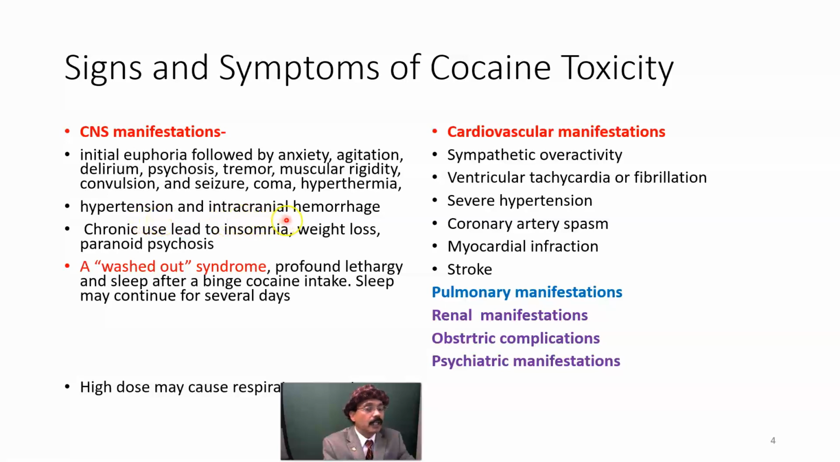And intracranial hemorrhage, because of high blood pressure, the small blood vessels in the brain may rupture. Those blood vessels may have some congenital defect, or just due to high pressure, it may break the blood vessel wall, and that may lead to cerebrovascular accident or intracranial hemorrhage. Subarachnoid hemorrhage is also possible, maybe intracerebral hemorrhage. Chronic use leads to insomnia, lack of sleep, weight loss, and paranoid psychosis.